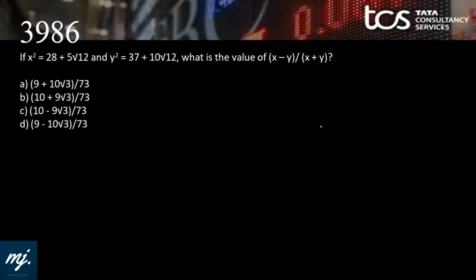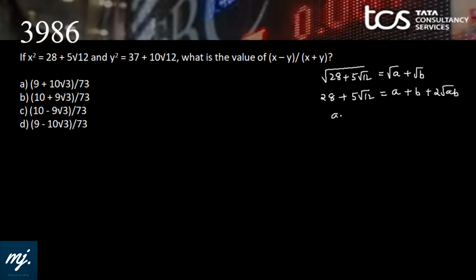Out of 100 times, you may expect 90 times TCS giving you a question where we need to find the square roots of surds. So here we have x square equals 28 plus 5 root 12. Let root over 28 plus 5 root 12 equal root a plus root b. Now if I square both sides, I'll get 28 plus 5 root 12 equals a plus b plus 2 root ab.